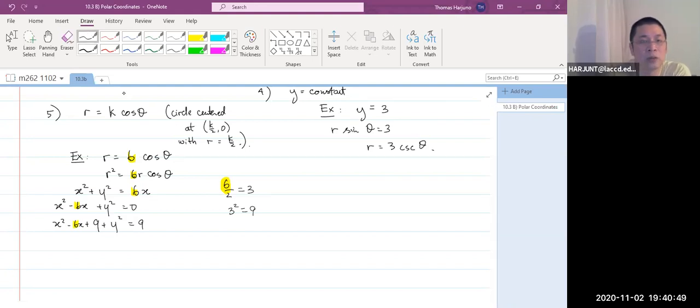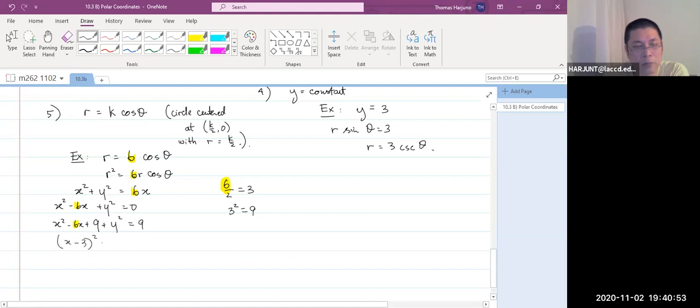Okay? Then you see on the left-hand side, we get x minus 3 squared plus y squared equals 3 squared. This is a circle centered at 3, 0 with radius 3. Now you will see this kind of graph always touches the origin.